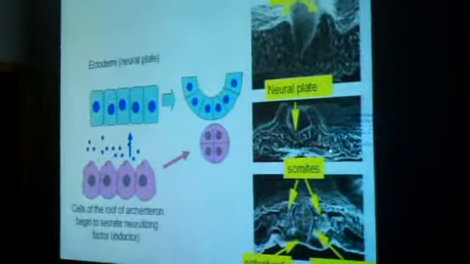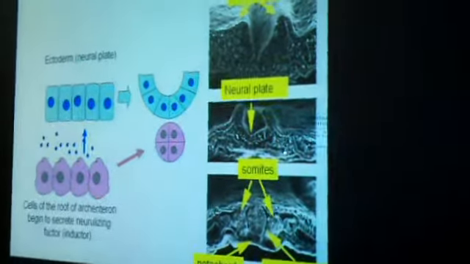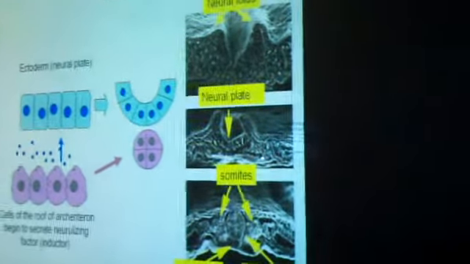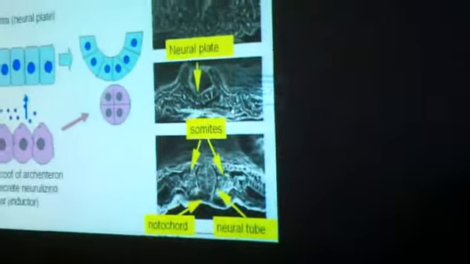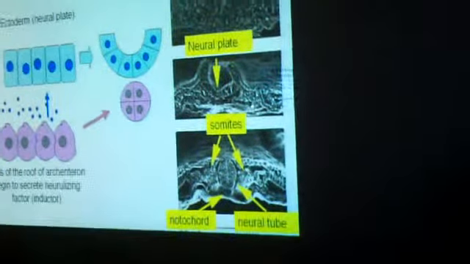neural folds, then neural plate, and in the end, at the bottom, the gray bottom, we have the neural tube, not a cord under the neural tube, and somites on the sides.